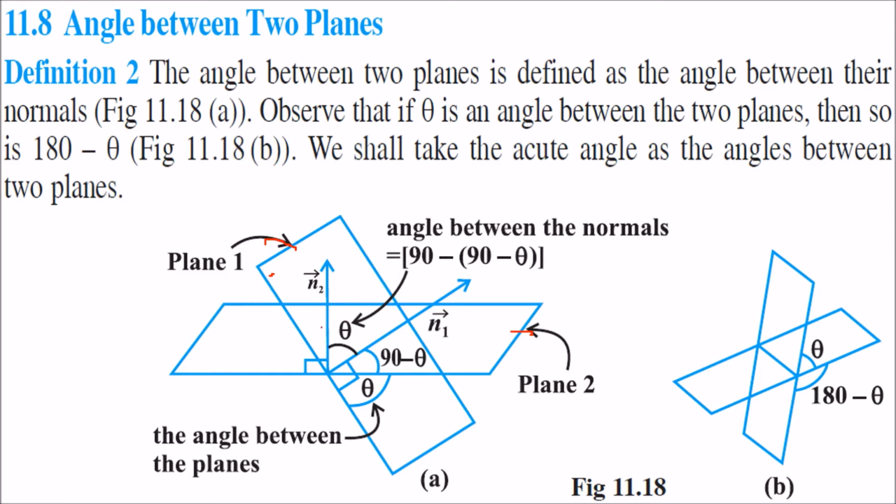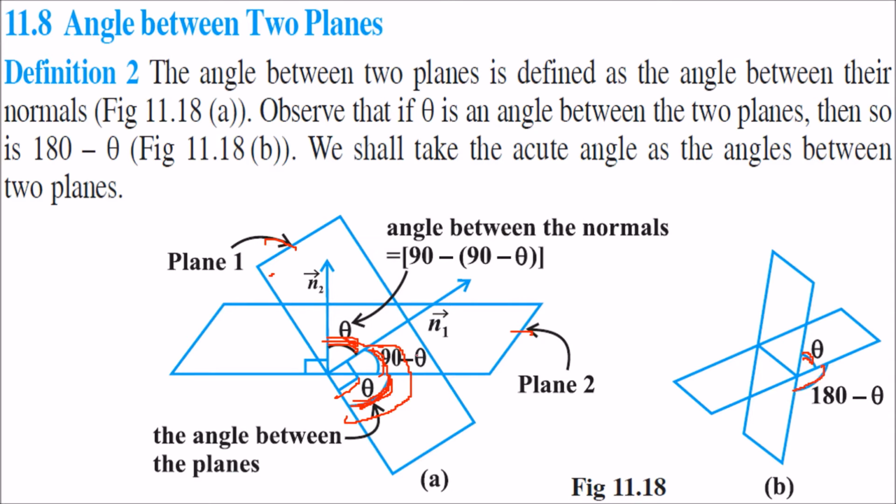Just see here, if this is theta, the angle between two planes, then this is 180 minus theta, and this is 90 minus theta, and this is 90. So 90 minus (90 minus theta) is your theta, which is the angle between your normals, right? Let me show you here. If this is the angle theta, what is this? This is 180 minus theta.